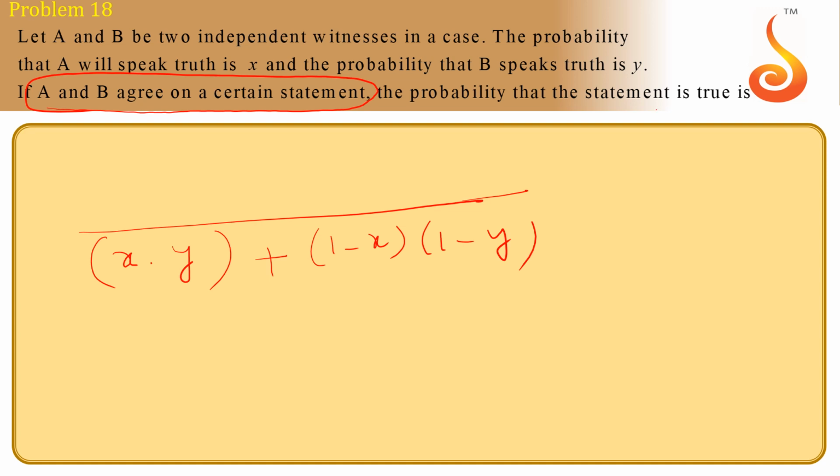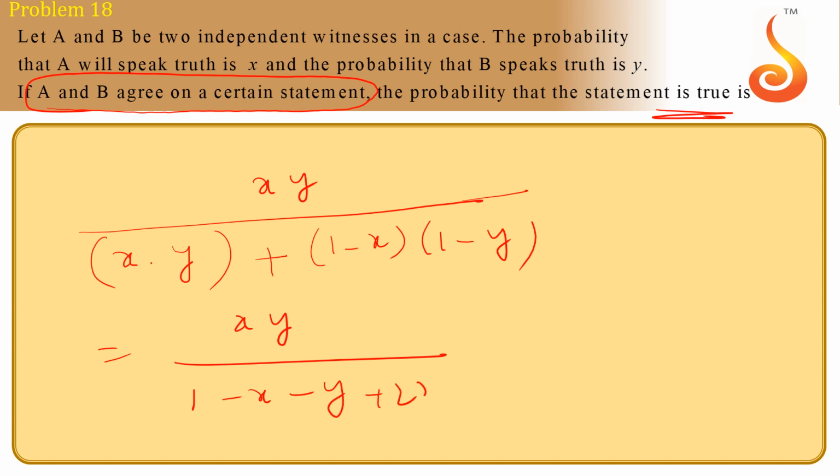And the probability that it is true means x into y will go to the numerator. So the answer is xy by 1 minus x minus y plus 2xy. This is the answer.